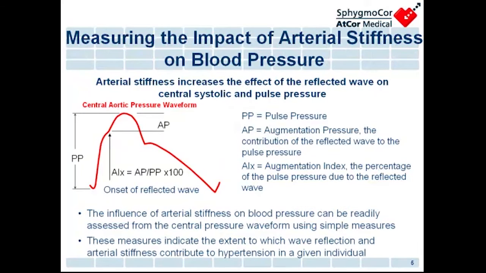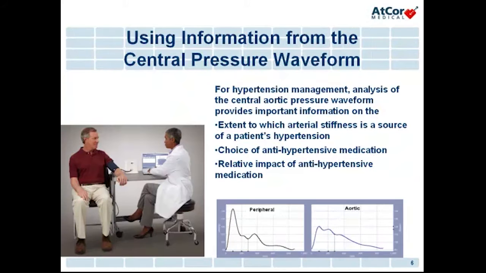So if we want to measure the impact of arterial stiffness on blood pressure, let's remind ourselves again about the pulse pressure, the augmentation pressure, which is the contribution of the reflected wave to the pulse pressure, and the augmentation index, which is derived, a percentage of the pulse pressure due to the reflected waves. The influence of arterial stiffness on blood pressure can be readily assessed from the central pressure waveform, and this is very simple to do. And these pressures indicate the extent to which the wave reflection and arterial stiffness contribute to hypertension in a given individual, and it can make a difference in how you treat a patient.